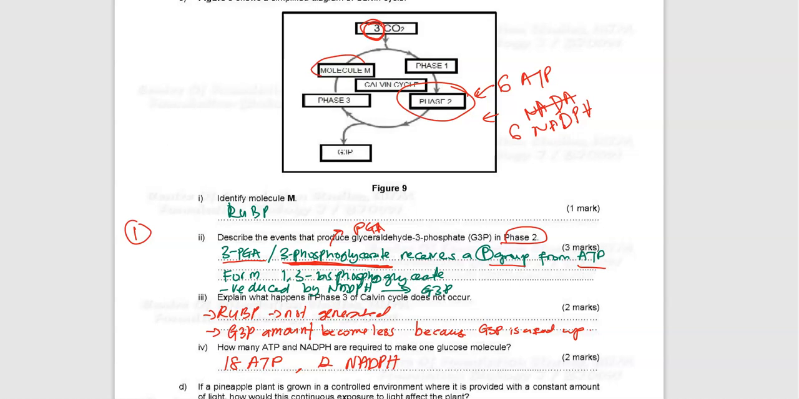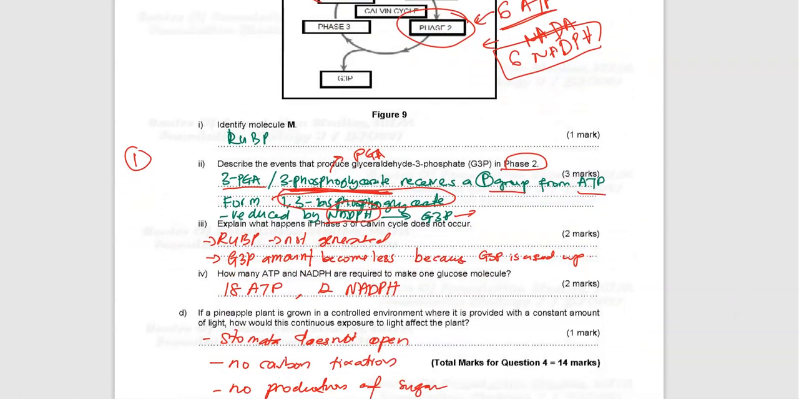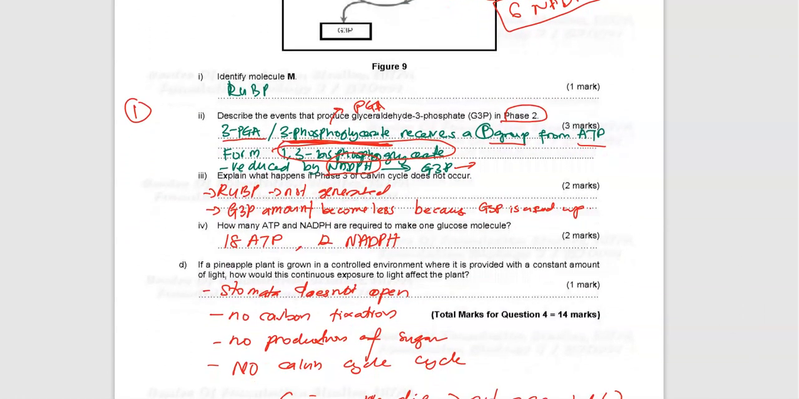Alright, so the PGA molecule will receive phosphate from ATP. The PGA will be converted into a molecule we call 1,3-bisphosphoglycerate. Because NADPH enters into the reaction, this 1,3-bisphosphoglycerate will be reduced by NADPH to produce G3P, glyceraldehyde 3-phosphate.